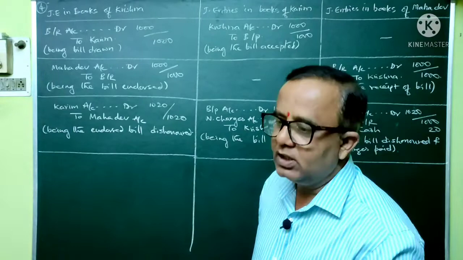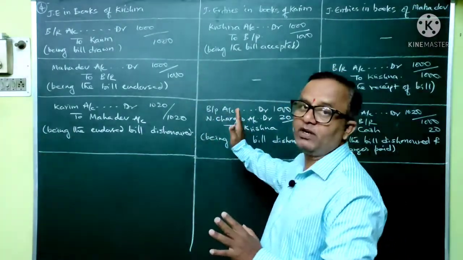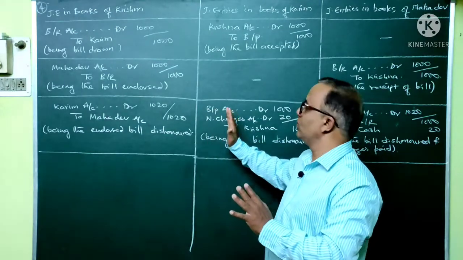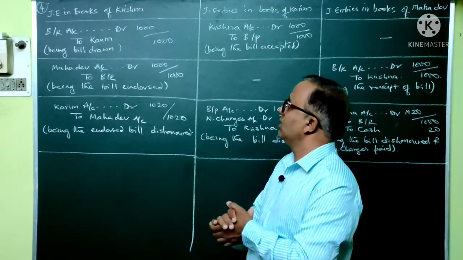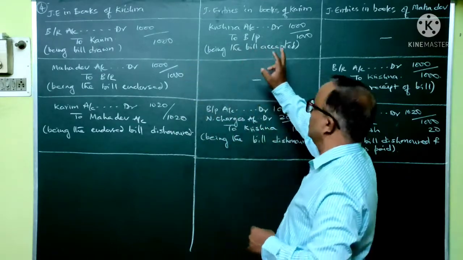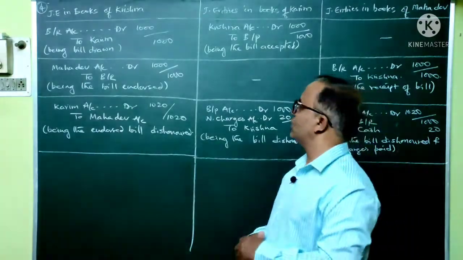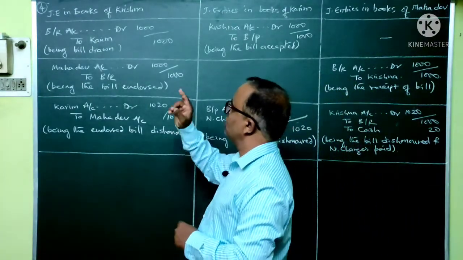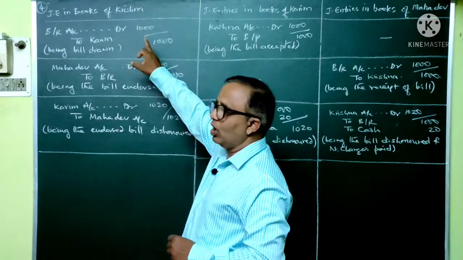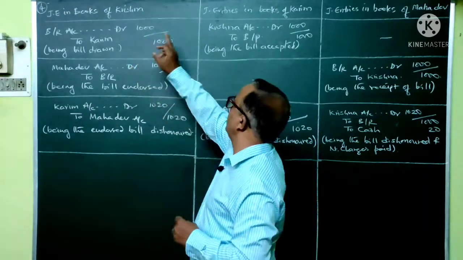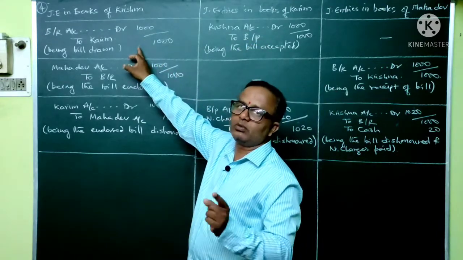Let's see. Here first I am writing side by side for you people to understand it clearly. So first let's see in the books of Krishna, when the bill is drawn. That means Krishna has drawn a bill on Karim. So when the bill is drawn, the entry in the books of Krishna will be bills receivable account debit to Karim, because Krishna is the drawer. You have drawn a bill on this particular Karim. So bills receivable account debit to Karim. That is the entry in the books of the drawer.